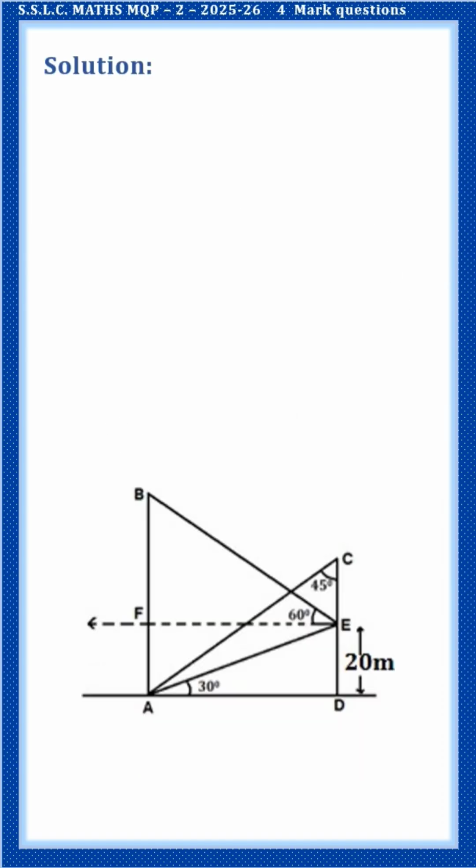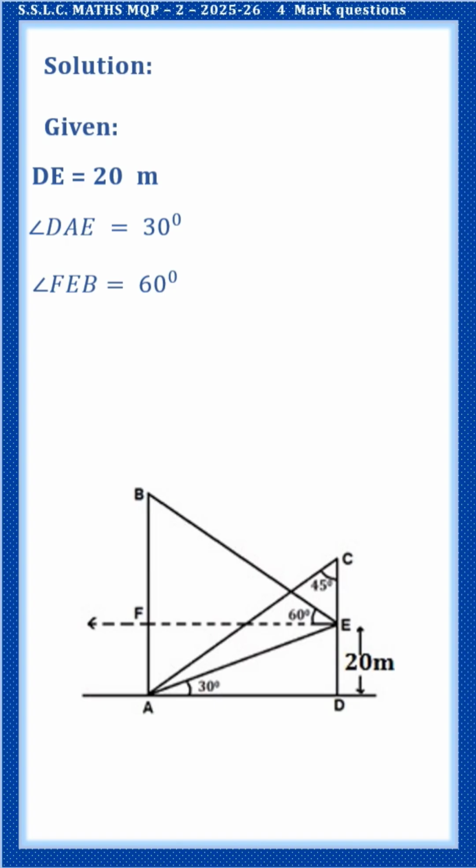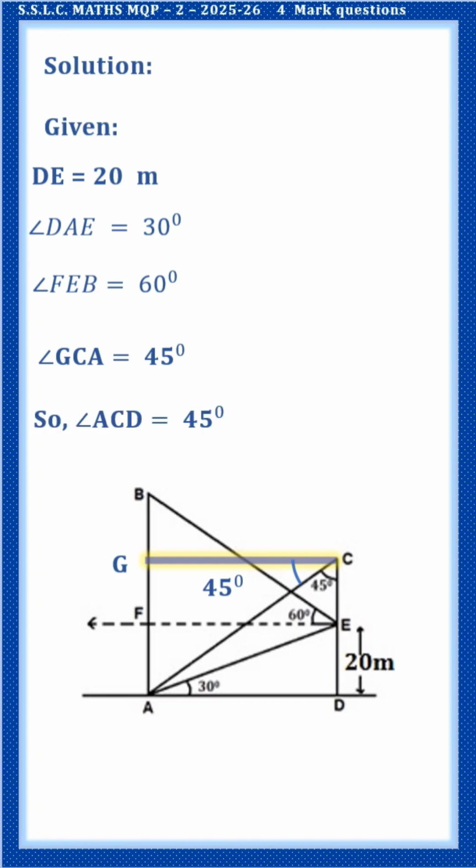Now you can list out all the given items here. What has been given? DE, the height of the window from the ground, it is 20 meter. Angle DAE is 30 degree. Angle FEB is 60 degree. Angle CGA is 45 degree. This is 45. Look at the figure. So angle ACD is also 45 degree.